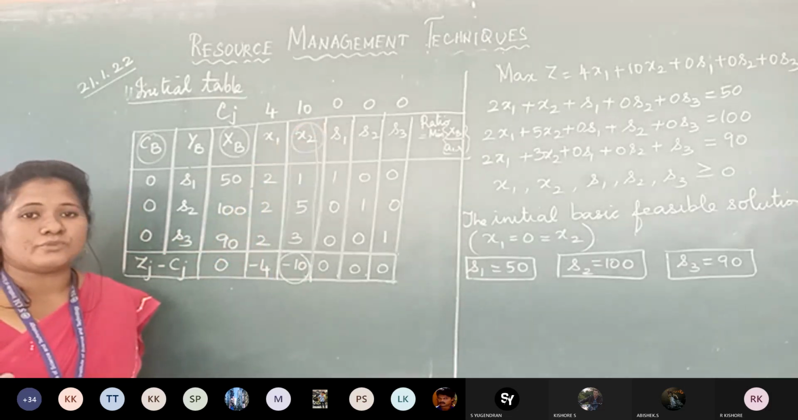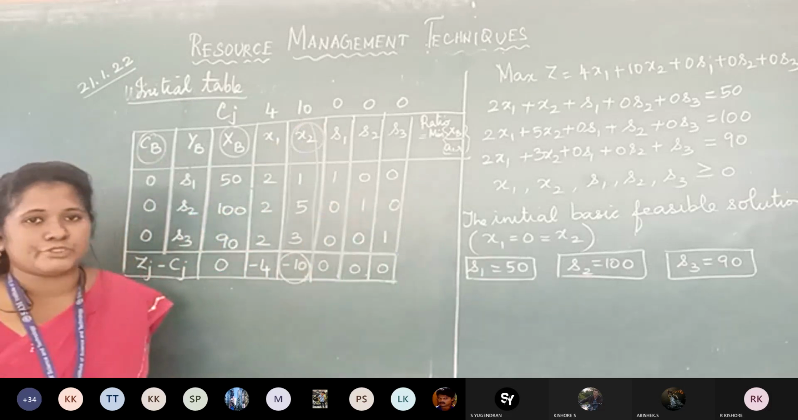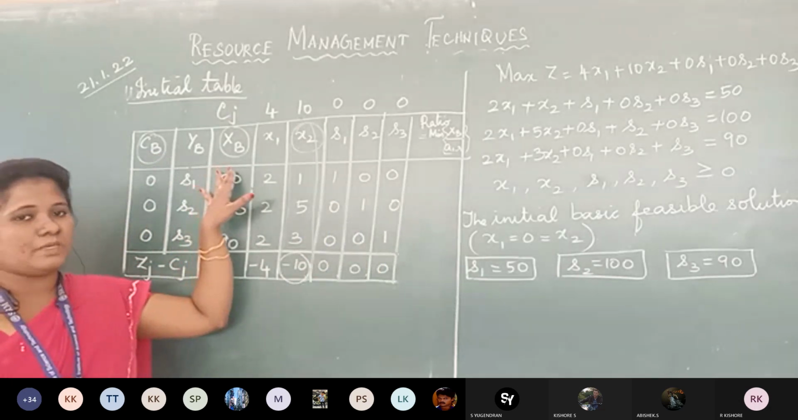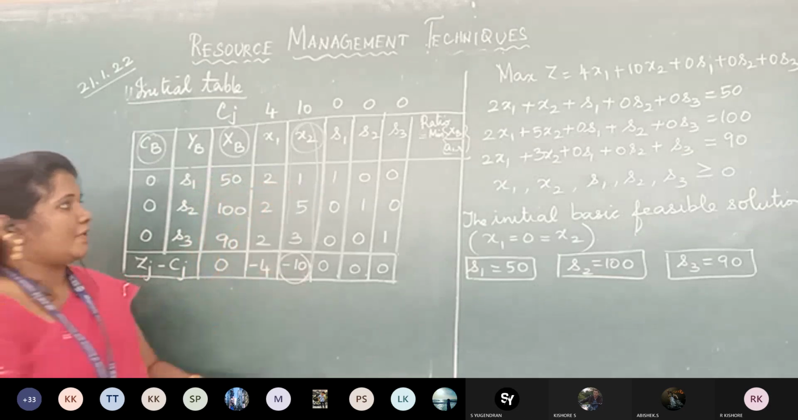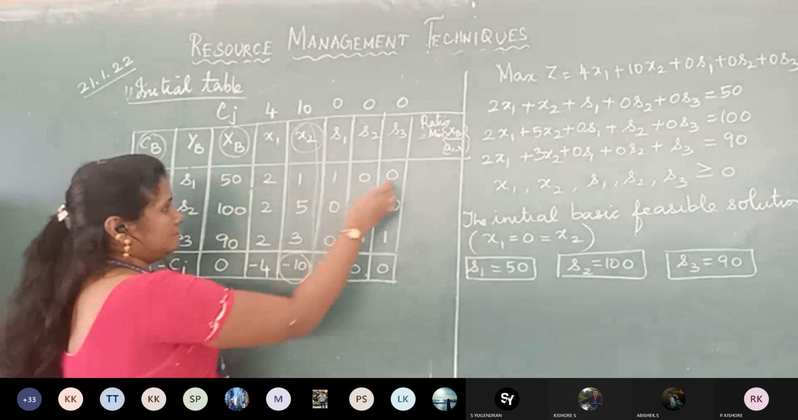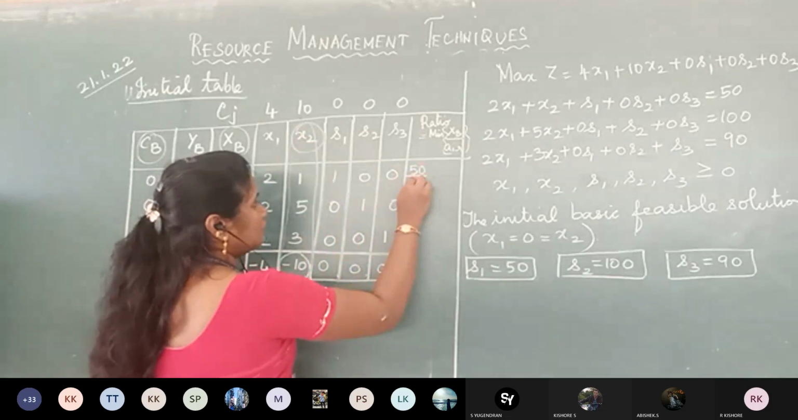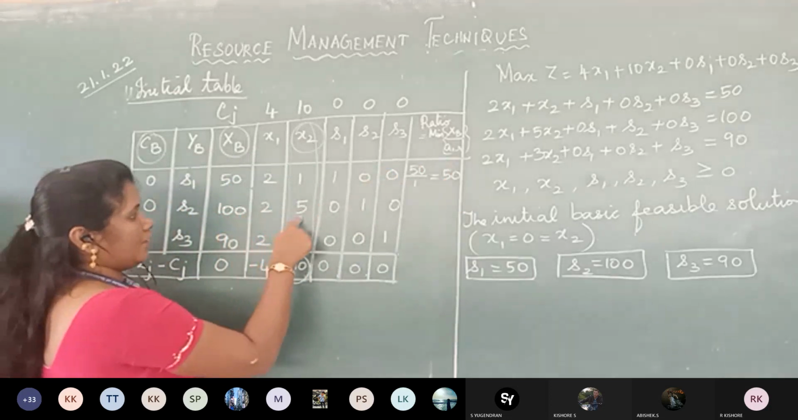Next, you have to find out the ratio. Your step 7: you have to find out your ratio. Your ratio is nothing but your XB divided by your corresponding column value. This is your column. So that will be 50 divided by 1, which will be 50. Then 100 divided by 5.